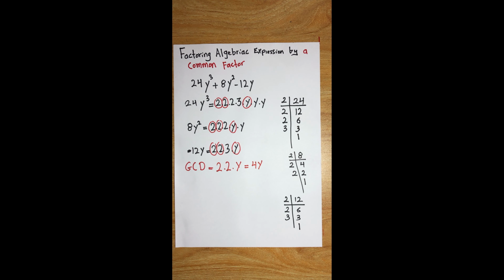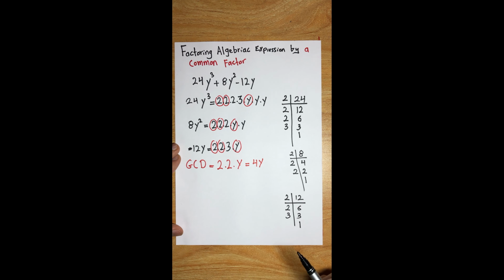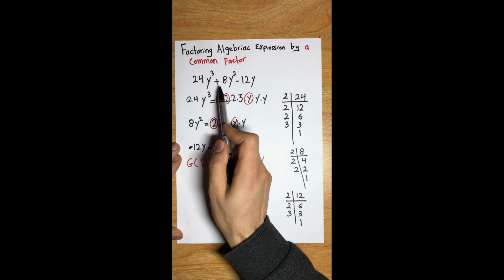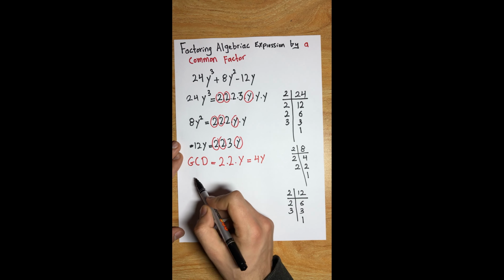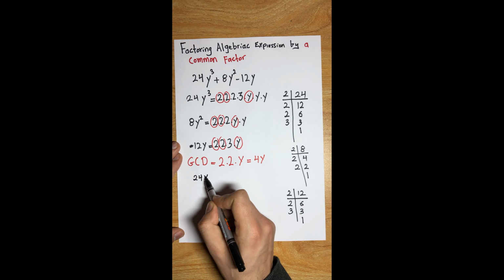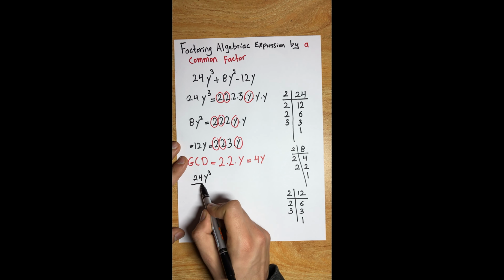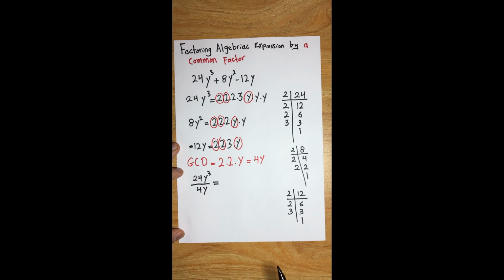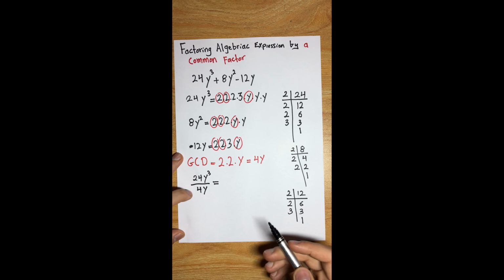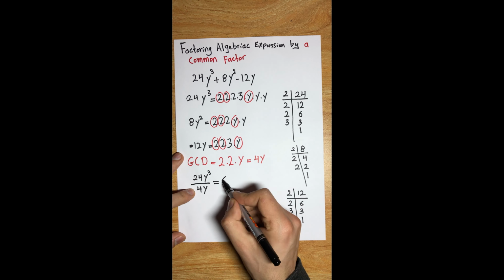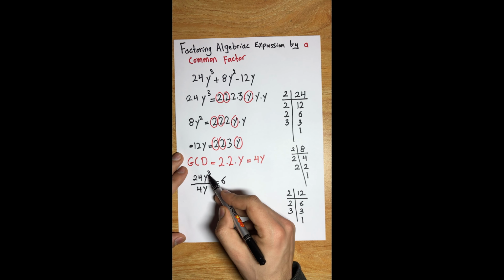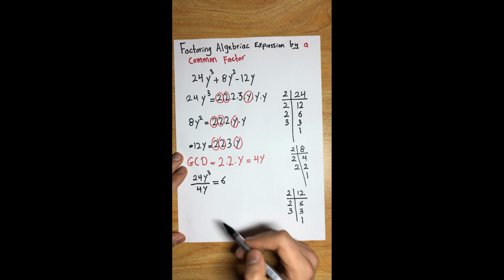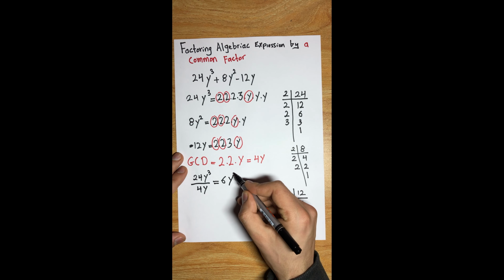Now this is the greatest common factor. Now the second step, after finding the greatest common factor, we have to divide each of these terms by this one. So 24y cubed divided by 4y is equal to: 24 divided by 4 is 6, and y to the power of 3 divided by y is equal to y to the power of 2.